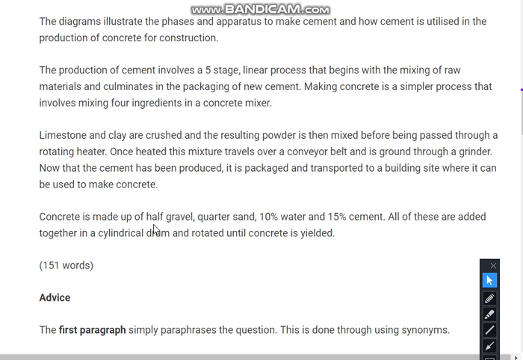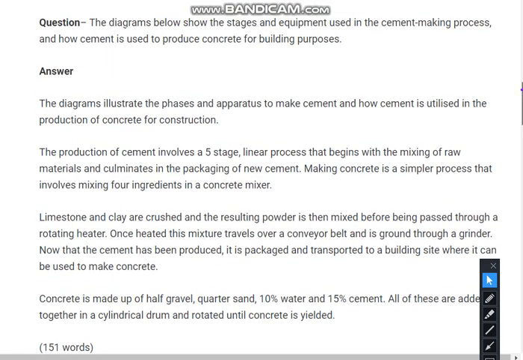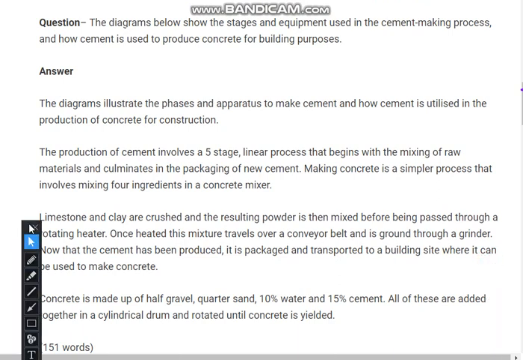Concrete is made up of half gravel, quarter sand, 10% water, and 12% cement. All of these are added together in a cylindrical drum and rotated until concrete is yielded. Okay, so let's look at what type of grammar and vocabulary we used. Okay, I have a pen. Thank God, I have a pen.